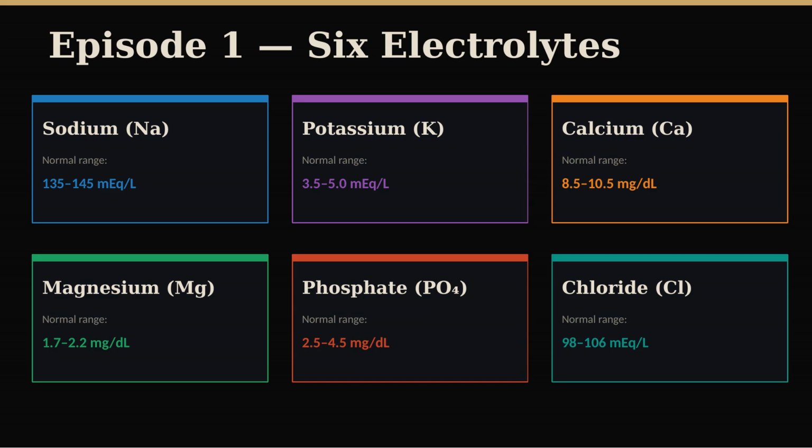Here's a pearl that runs through this whole episode, though. These 6 don't live in isolation. They're a network. Magnesium controls potassium. Calcium and phosphate are locked in an inverse dance. Sodium is really a water problem wearing a salt costume. You'll see, again and again, that fixing one number requires fixing another one first. Keep that in mind as we go.